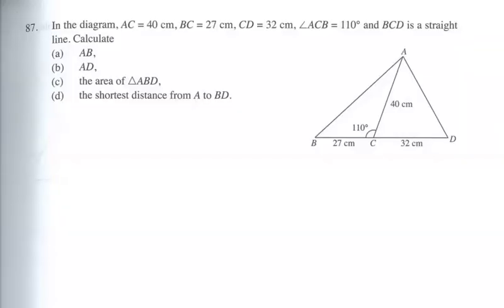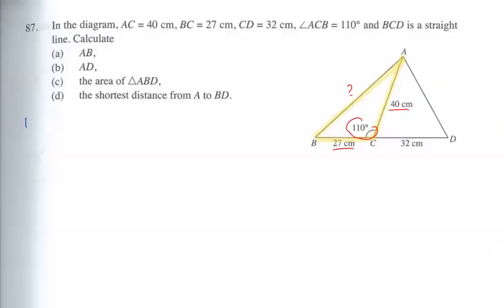Okay, question 87 says in the diagram, AC is 40, CD is 32, and so on. Find the length of AB. I'm going to observe first this triangle here where AB is. Same thing here. I'm given 3 sides, 1, 2. This one I need to find, and I'm given an angle. So straight away, I know to use the cosine rule. This is how I pick up patterns.